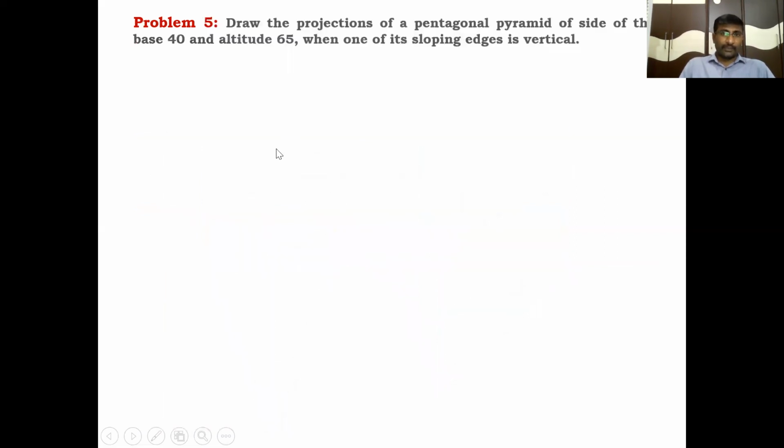Next problem, I'm going to give a homework problem to you. Problem number 5. Draw the projections of a pentagonal pyramid with base side 40 and altitude, altitude meaning axis length, 65. Base side is 40 and the axis is 65. The given pyramid is a pentagonal pyramid. It has 5 base sides and 5 corners, 5 slant edges and slant faces, and 1 apex point. These are the details of the pentagonal pyramid.